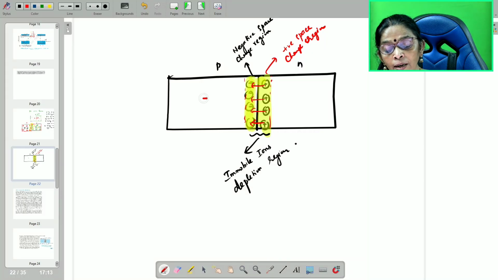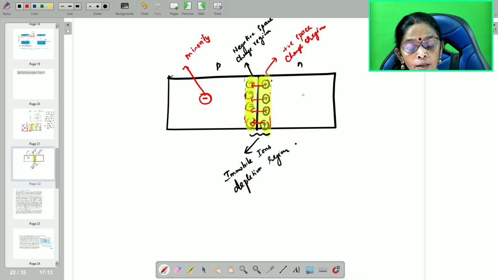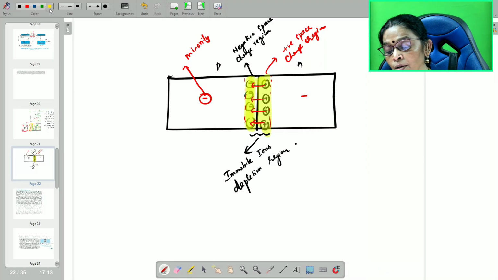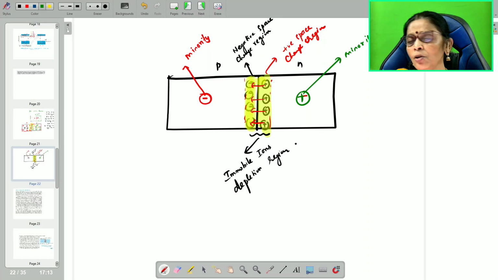There are minority charge carriers present at the P. Which is minority here? Minority is electrons. Here which is the minority here? Here minority is holes. Minority charge carrier. Is it only one? There are few in number.